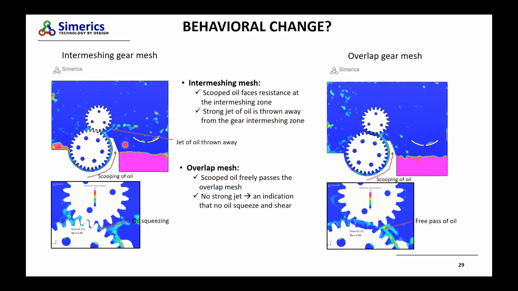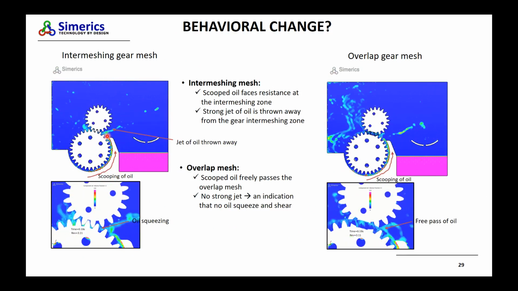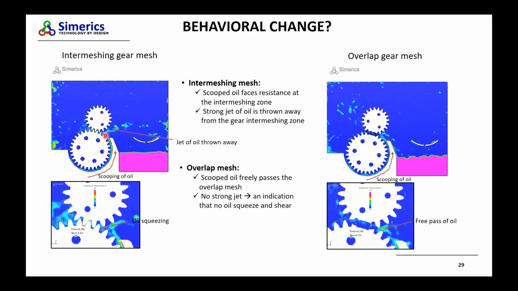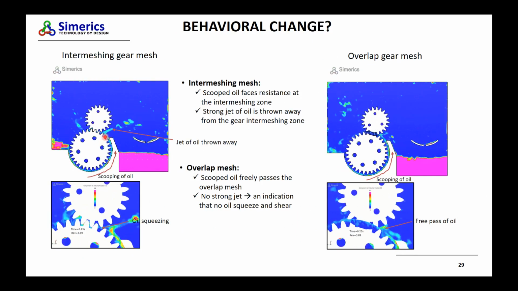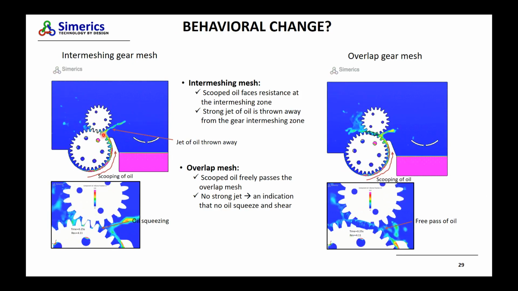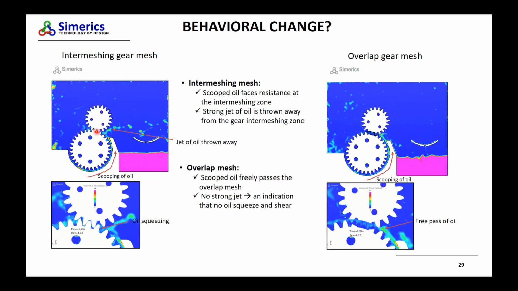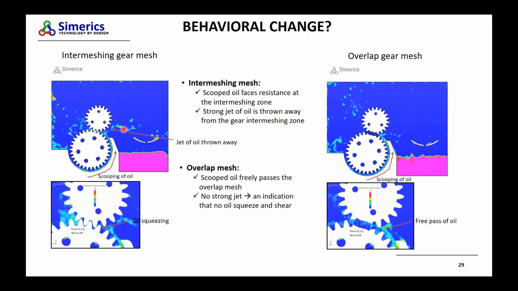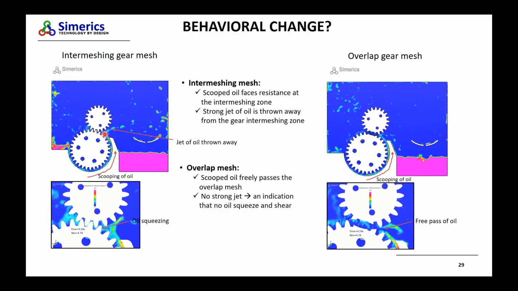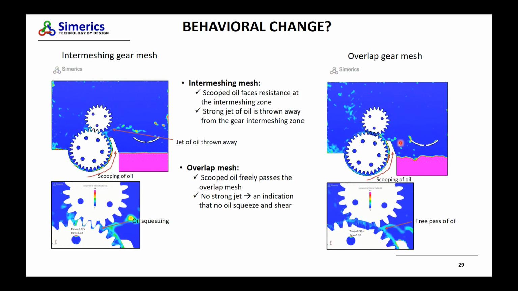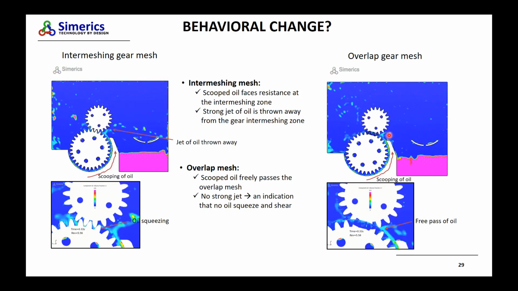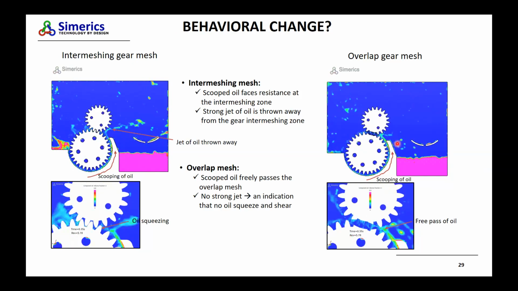Two things to notice here. One is when the oil goes to this intermeshing zone, there is resistance thrown by these gears for the passage of oil. It won't let the oil freely flow through that gap. So you will notice that the splashback of oil because of this resistance is more severe in the case of the intermeshing compared to the overlap. You can see it fizzles out here, the splashback.